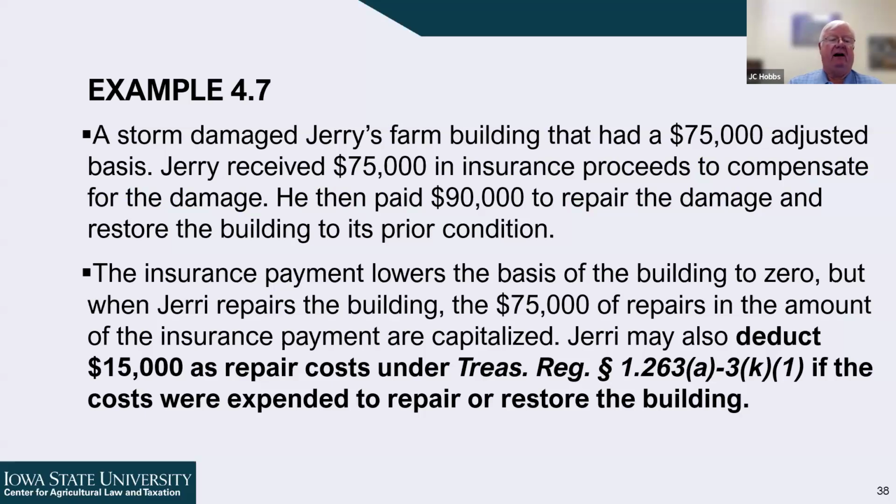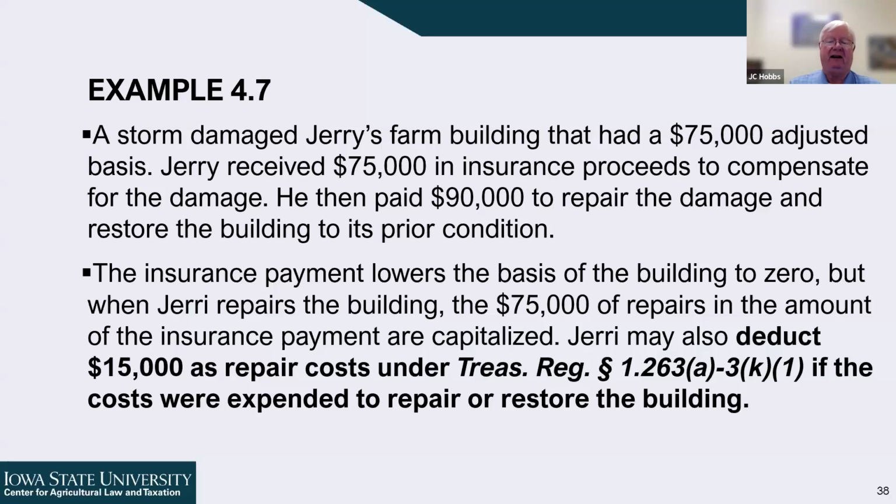So let's look at how that applies. A storm damaged Jerry's farm building that had a $75,000 adjusted basis. He gets $75,000 in insurance proceeds to compensate for the damage. He then pays $90,000 to repair the damage and restore the building to its prior use. So we get $75,000, but we put another $15,000 of our own money in to get the total of $90,000 that we're going to spend to repair the damage.